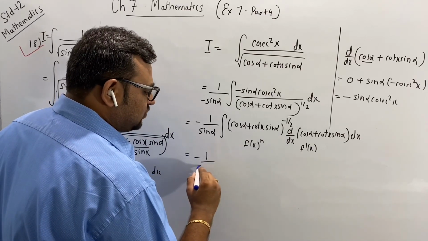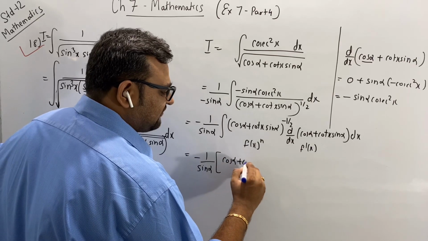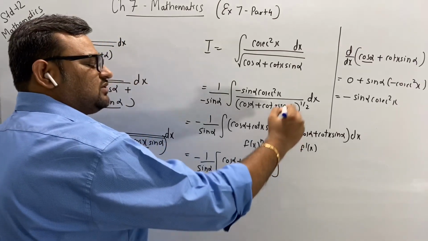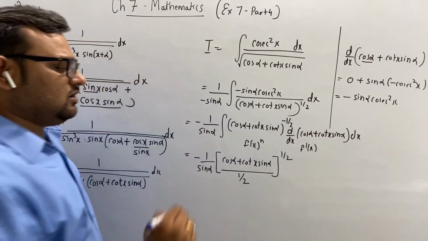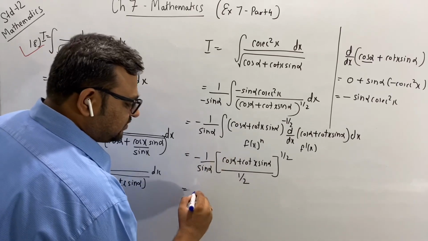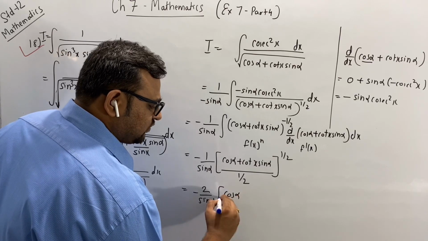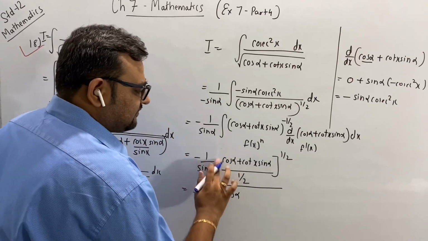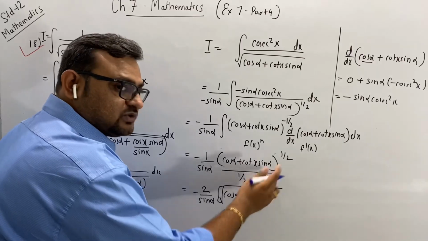So this will be minus 1 by sine alpha, cos alpha plus cot x sine alpha raised to minus 1 by 2 plus 1, 1 by 2 upon 1 by 2. Clear? So what will be this? This 2 gets in the numerator, minus 2 by sine alpha square root, right? 1 by 2, so it is square root. Minus 1 by 2 plus 1, so it's 1 by 2.